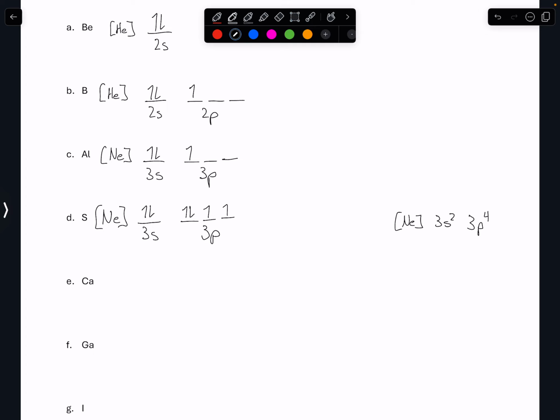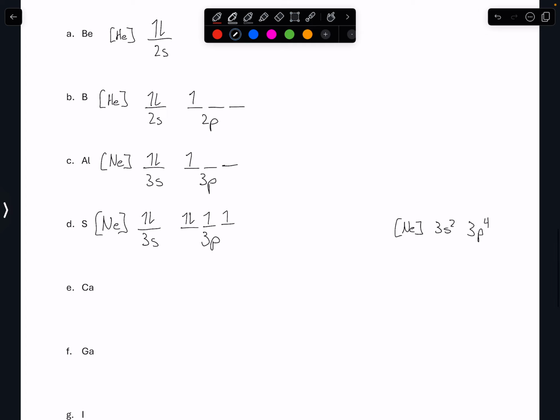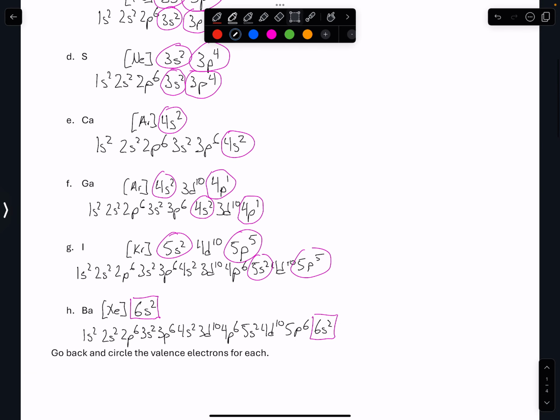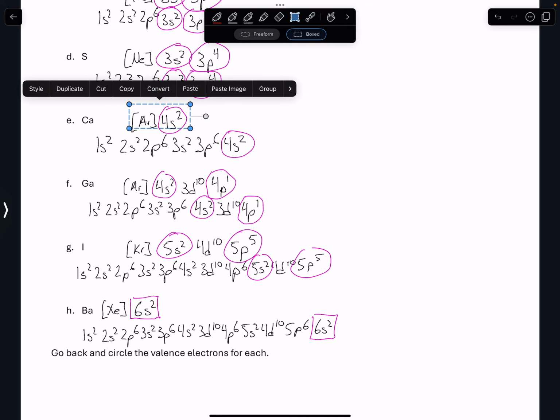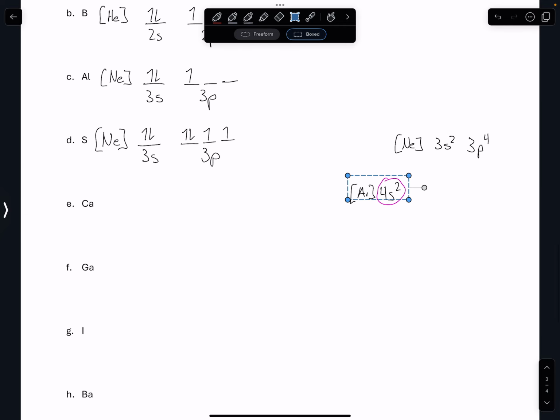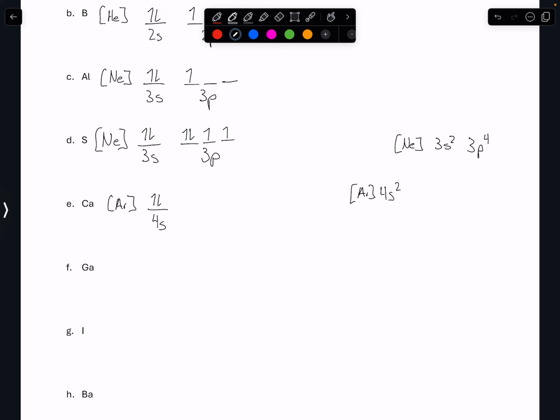Right, so that would be for sulfur. For calcium, well, let's just go up and get our electron configuration from here. So that's calcium, copy and paste it over here, and we can erase that. So I've got argon, that stays the same. And now I only have the 4s. So this says 4s2, so 2 electrons in there, 1, 2.